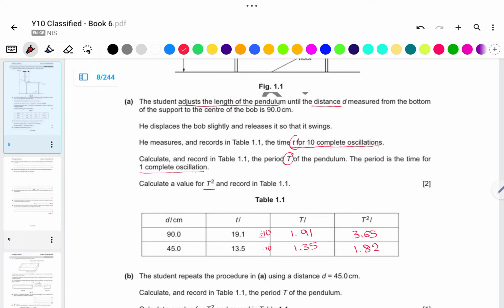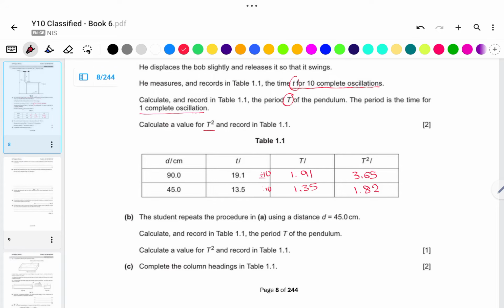Next, the student repeats the procedure using distance d 45. Calculate and record. We've already done that. So then we have complete the column headings in table 1.1. Well, the small t was just time. It was 10 oscillations, but it was just time. So t will be in seconds. And capital T is for one oscillation, but it's just in seconds. Now when we squared it, it became seconds squared. Perfect.